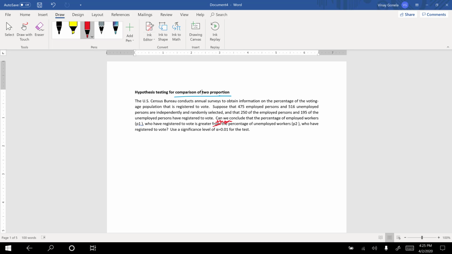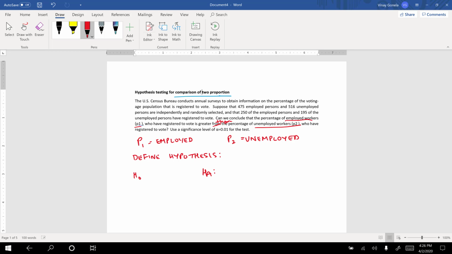So to solve this problem, the first thing is they gave us information that P1 represents employed workers. So I will write P1 is equal to employed, and then P2 is unemployed workers. So in hypothesis testing, the first step is to define your hypothesis. So we have a null hypothesis and then we have an alternative.